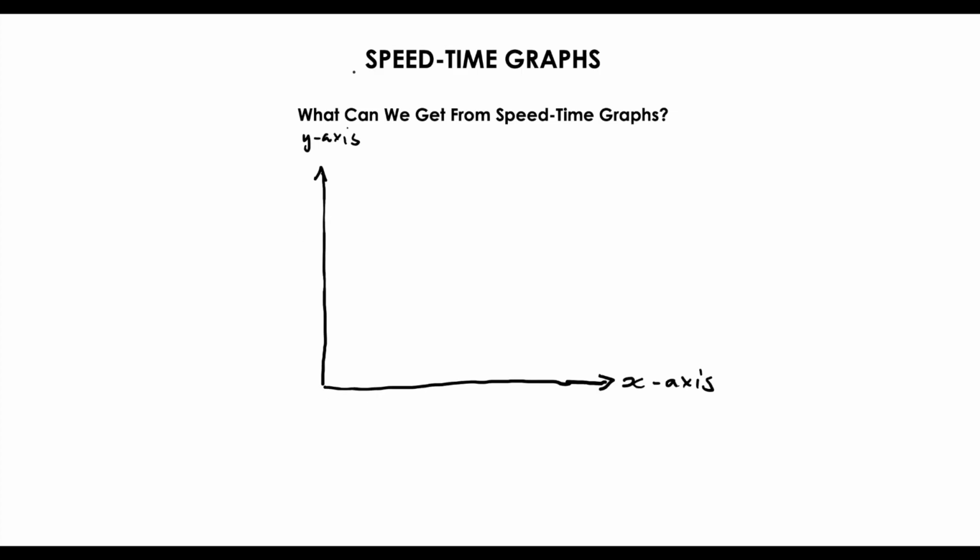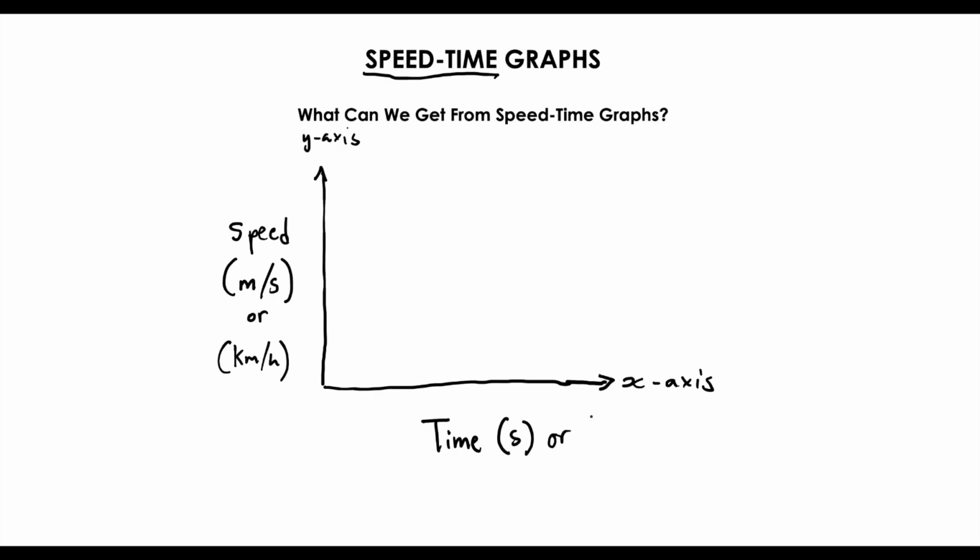When we say the speed time graph, on our y-axis we have speed. So for instance, speed could be meters per second, or sometimes it can be kilometers per hour. The x-axis represents time. The time here is usually in seconds or it can be in hours. So these are the typical standard units that are used for both speed and time: meters per second, kilometers per hour, and seconds or hours.